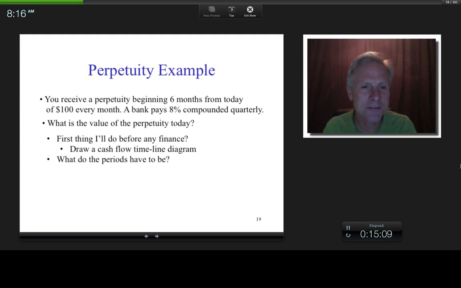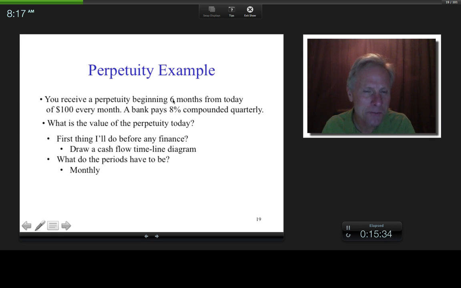So what do the periods have to be? Well, how often do we get the $100? Every month, right? We're kind of stuck with that, right? $100 every month. We don't change that. So the periods would have to be what? Would have to be monthly, right? And so if they're monthly periods, when would the first $100 begin? At what time period?